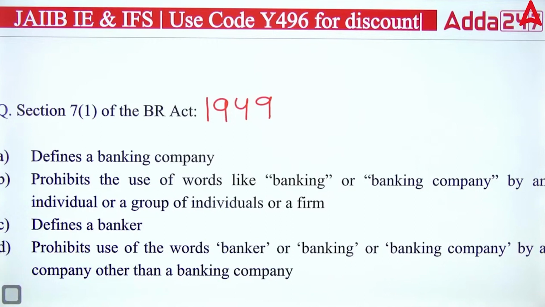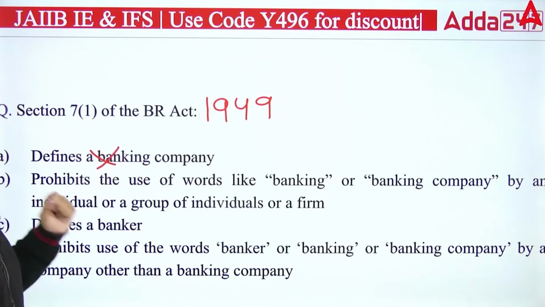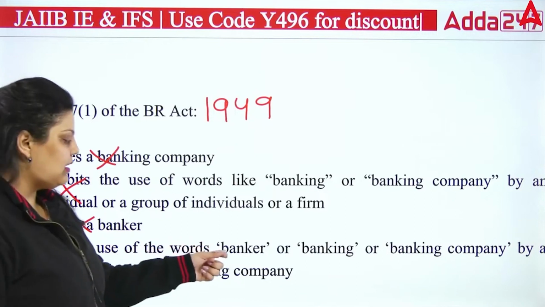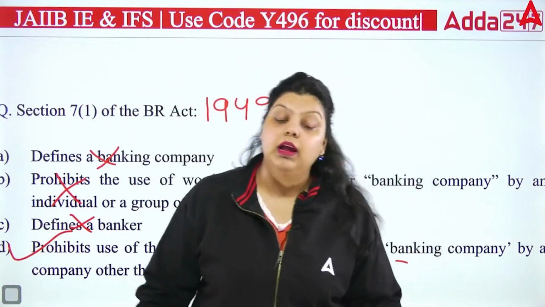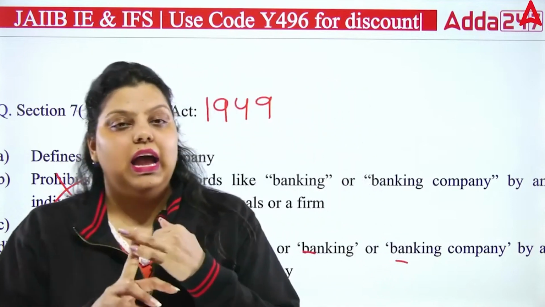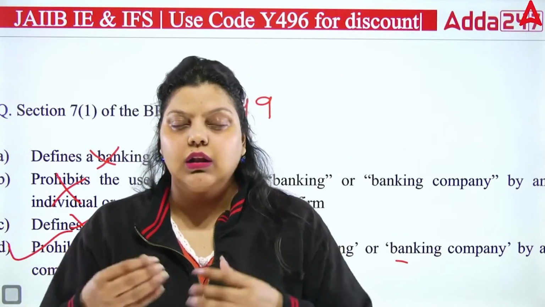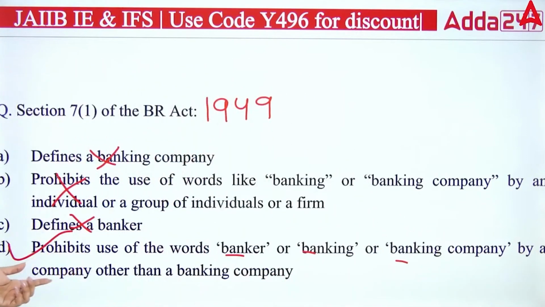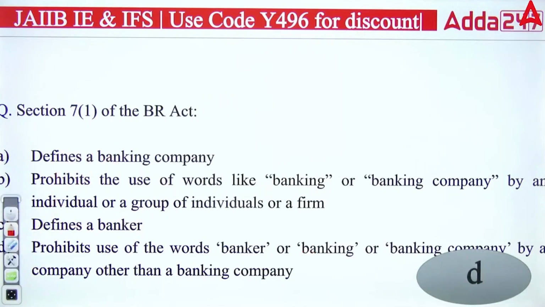Which of the following is talked about in section 7(1) of Banking Regulation Act? So it does not define the banking company, no. It does not define the banker, but yes, it prohibits the use of words like banker and banking company. They can be used only by those companies who accept money from the public for the purpose of lending or investment, allow withdrawal on the demand of the customer, and also have the repayment capability. Only those companies can use the word banker, banking or banking company, not any other company. So this is defined under section 7(1) of Banking Regulation Act. So right answer will be your D option.